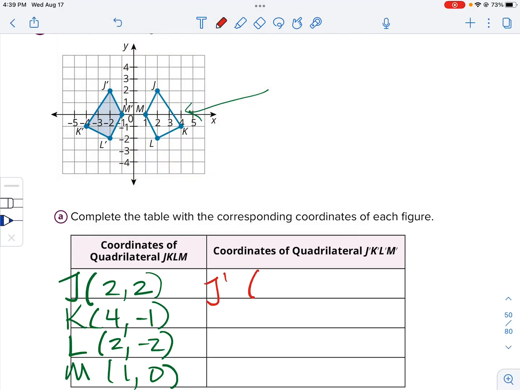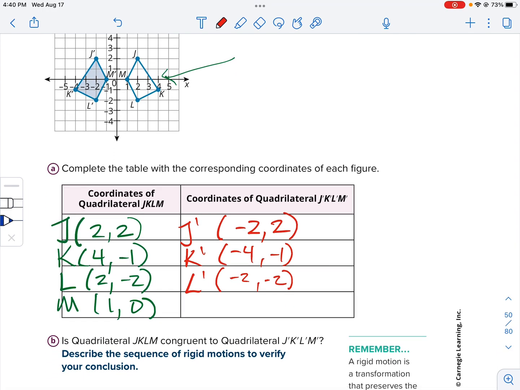J prime? J prime is negative 2, 2. K prime is negative 4, negative 1. L prime, oh, so it's not double. L prime is negative 2, negative 2. And last but not least, I have M prime, and that is negative 1, 0.